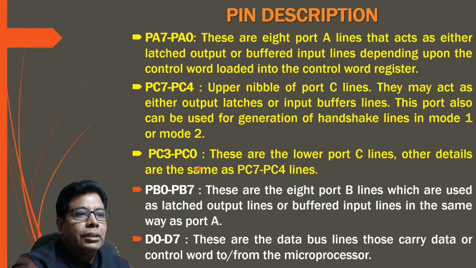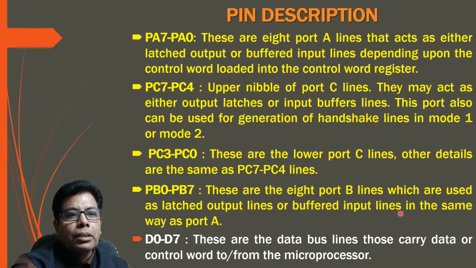Then PC0 to PC3. These are the lower port C lines. Other details are same as PC4 to PC7. Then these are 8 port B lines which are used as latched output lines or buffered input lines in the same way as port A. So the port B can be used in the same way as port A.